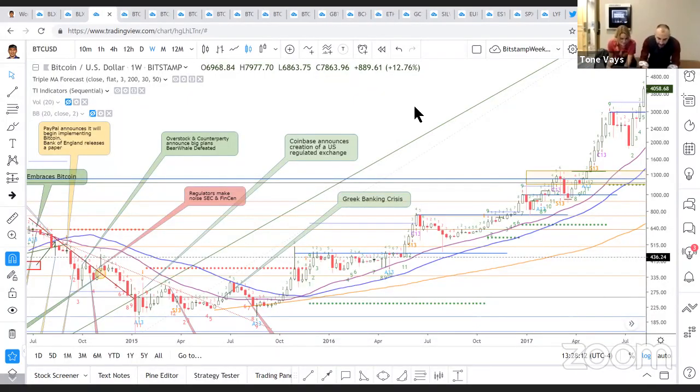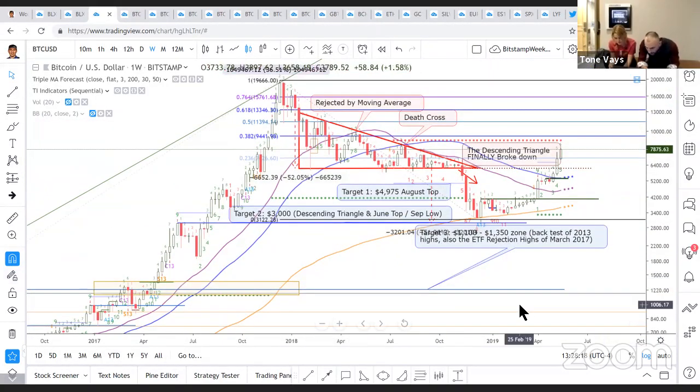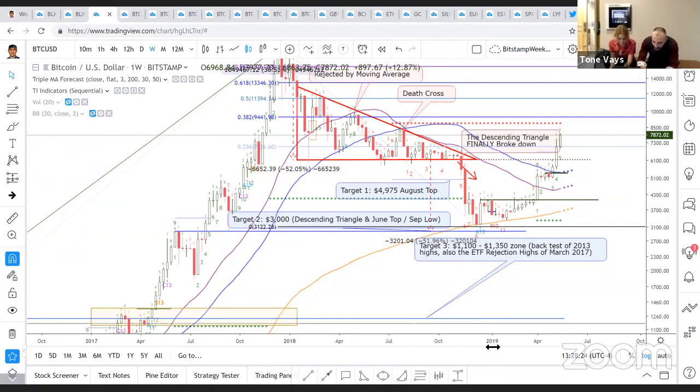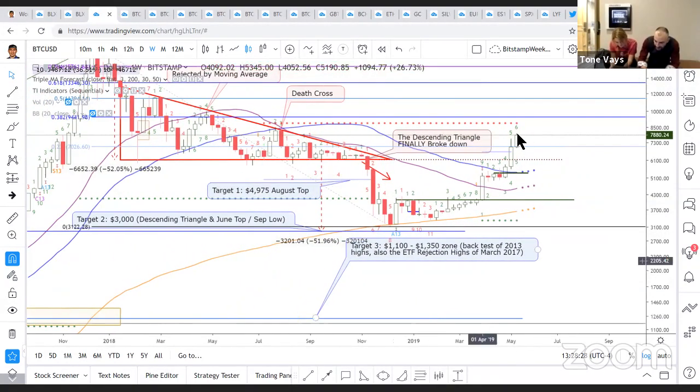Okay, this is the weekly price of Bitcoin, and we are going up. We are now at 78.72. Let's see what that means. Oh, a new week started. So we are number 6 of 9 sequential. So we continue to go up.